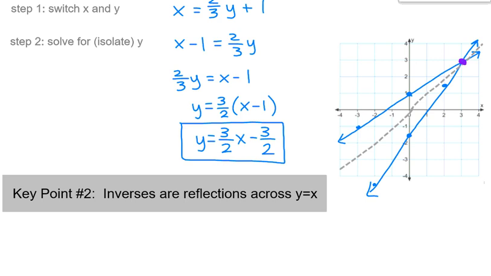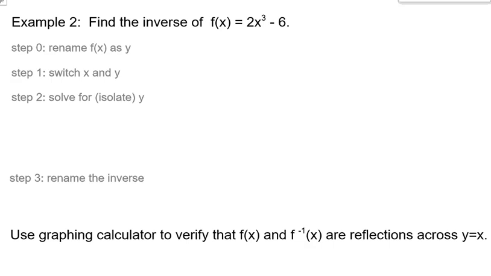Let's do one more example. Example number 2. Find the inverse of f of x equals 2x cubed minus 6. So if you're looking at the steps I've written along the side, you'll notice that I added a couple steps. In example number 1, we had y equals something. This one says f of x equals something, and we're supposed to switch x and y.